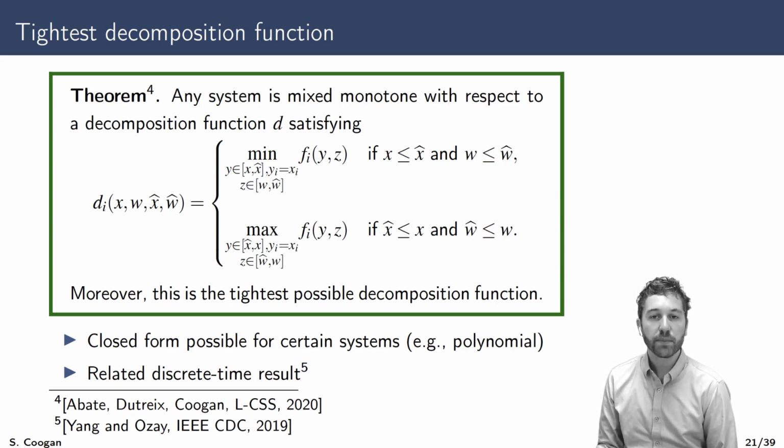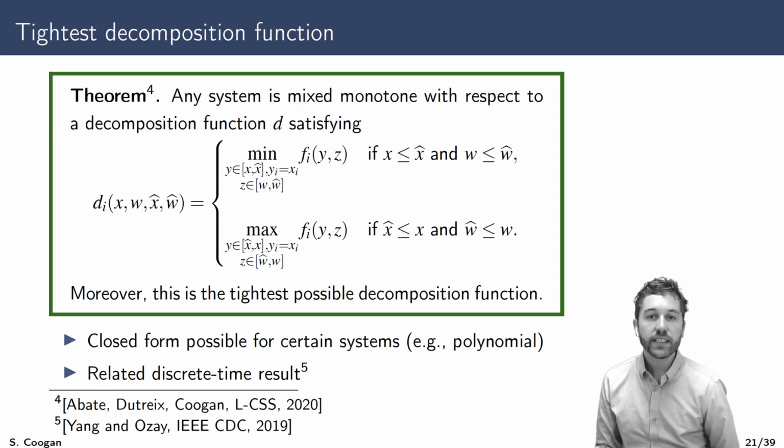Not only does this particular construction provide some decomposition function for the dynamics, it actually provides the tightest possible decomposition function, where tightest means that the entries of the decomposition function are ordered with respect to the entries of any other decomposition function. This fact, in turn, implies that this particular decomposition function provides the tightest approximations of reachable sets and robustly invariant sets using the mixed monotone theory presented earlier in the talk.